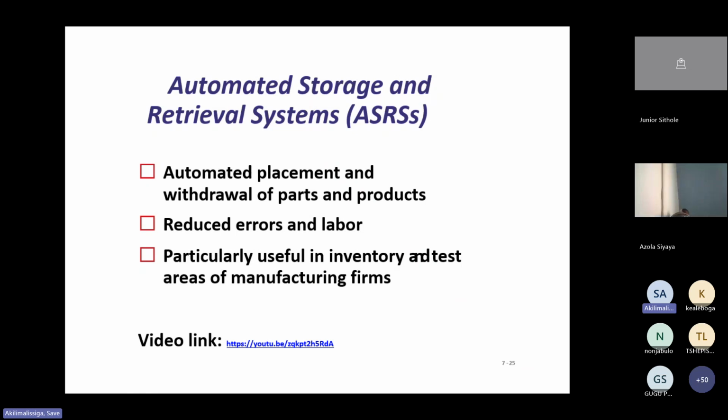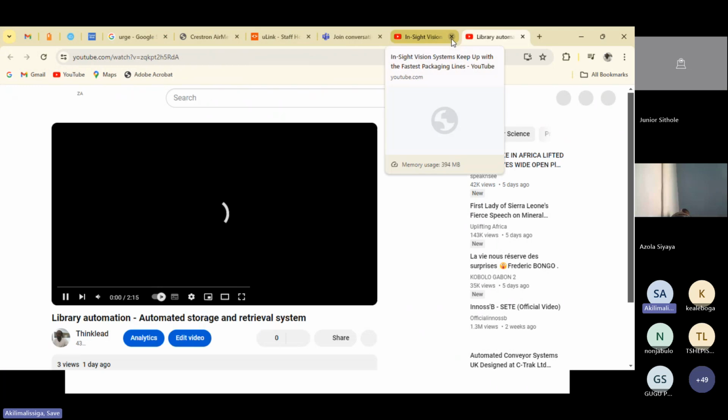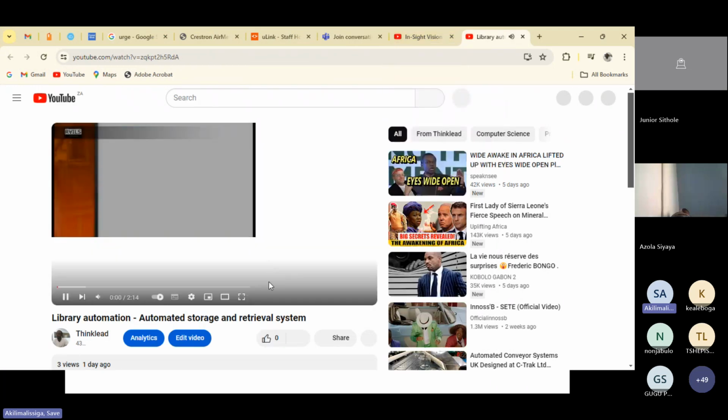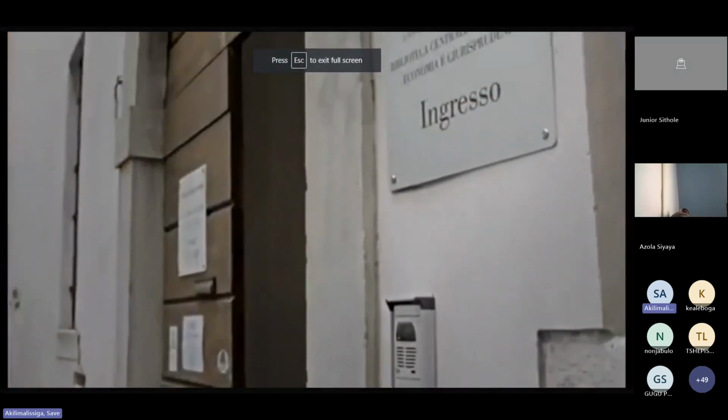So let's take an example of a library, and I have that example here in this video so that you can illustrate the concept. I don't know where this library is. I think it's in Europe or something, but let's just watch this video and see what is going to happen here.